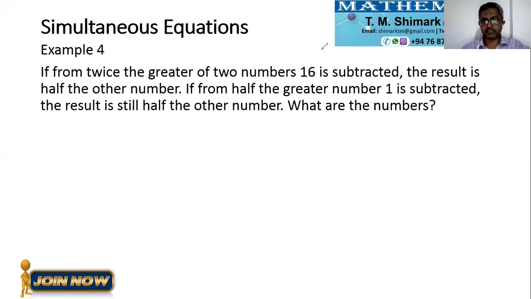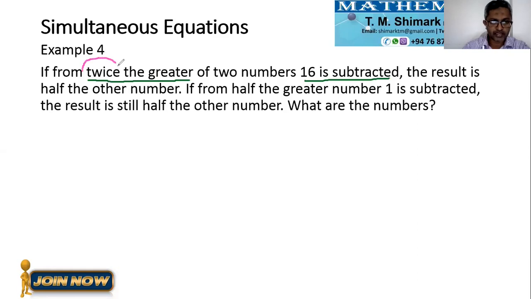The question says: if from twice the greater of two numbers 16 is subtracted, the result is half the other number. If from half the greater number 1 is subtracted, the result is still half the other number. What are the numbers? Can we hurry up and put an equation for this?